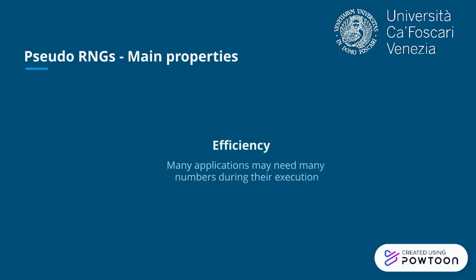Efficiency. Efficiency is the property that more than others is in favor of pseudo-RNG, because in a short time a pseudo-RNG can produce many numbers. This can certainly be advantageous for all kinds of applications that need many numbers in a short period of time.